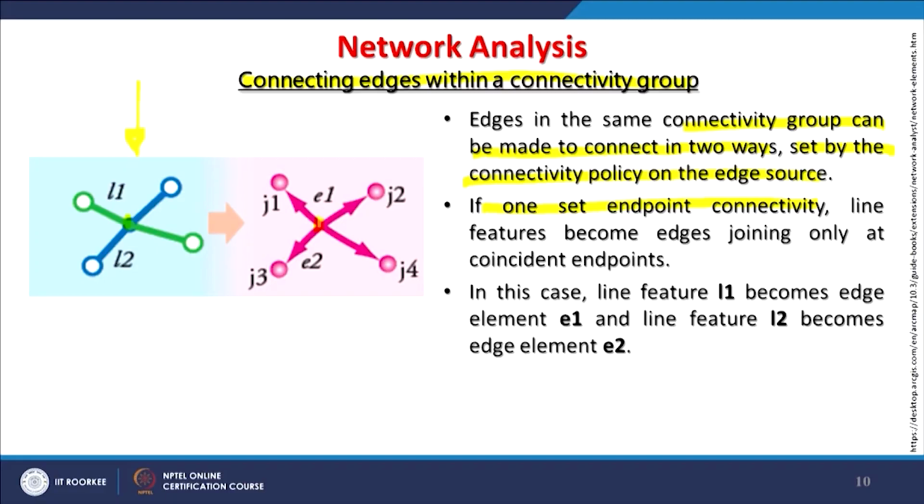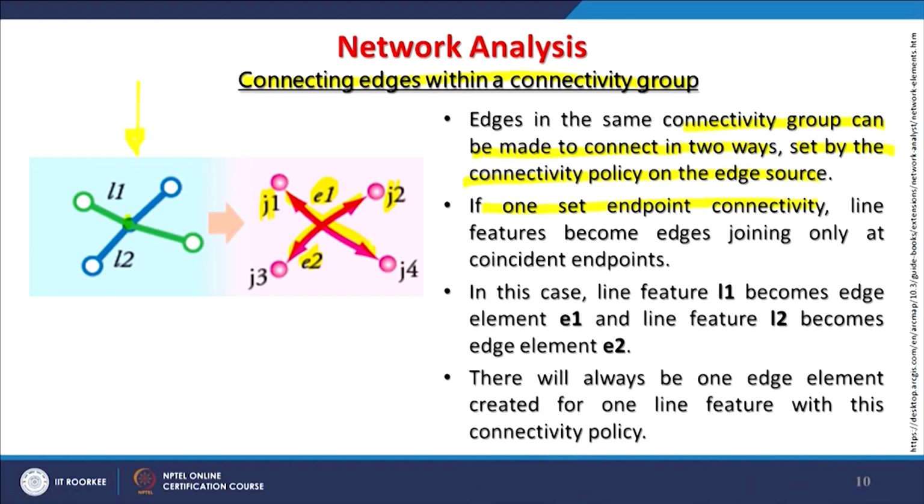So in this case, the line feature L1, or you can say J1, becomes the edge element E1, as you can see, and the same L2 or J2 becomes the edge feature E2. So this is also E2. One is this line, another one is this line. And there will always be one edge element created for one line feature with this connectivity policy. So depending on the conditions, then only things will be organized.